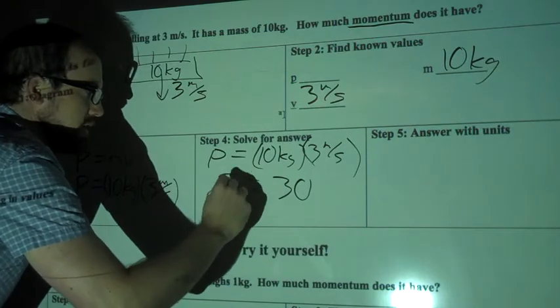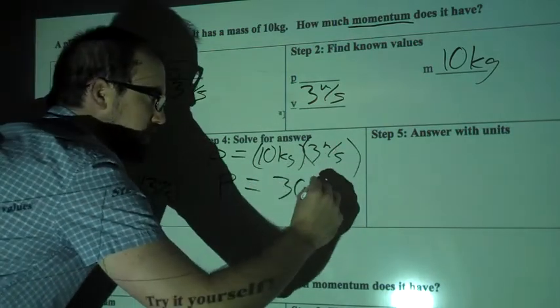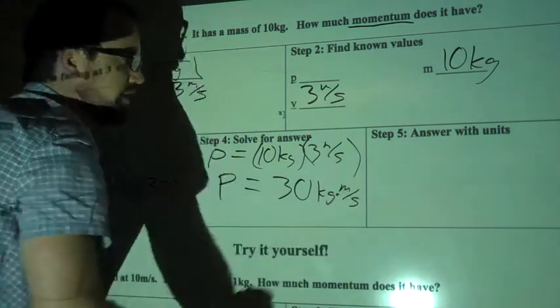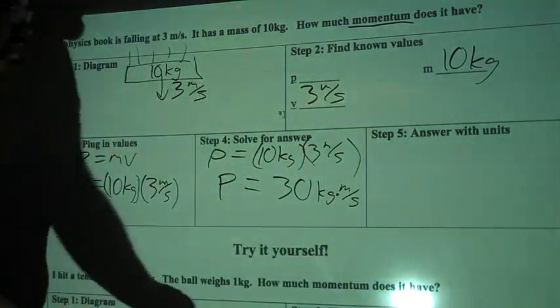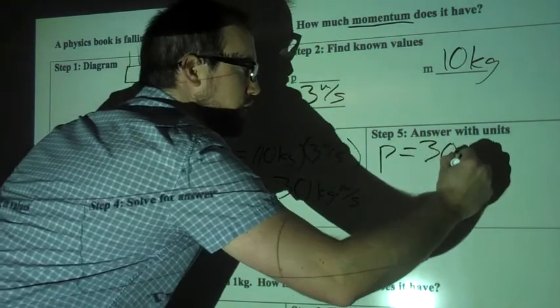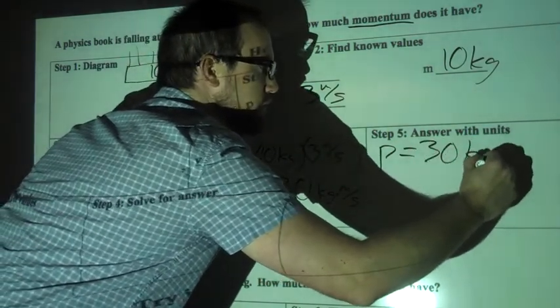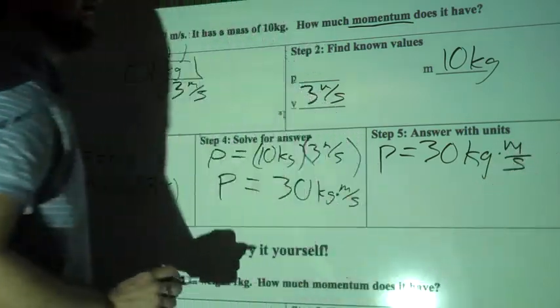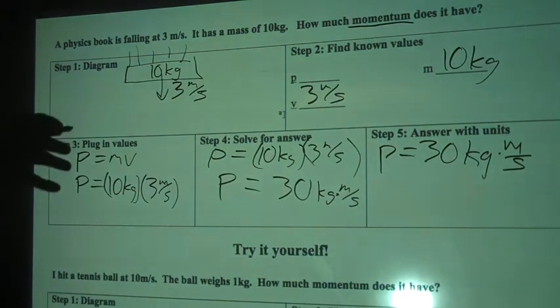And again, the units stay. So we're going to use 30 kilogram meters per second, and those two are multiplied together. So my final answer with units is P, or momentum, equals 30 kilogram meters per second, or kilogram times meters over seconds.